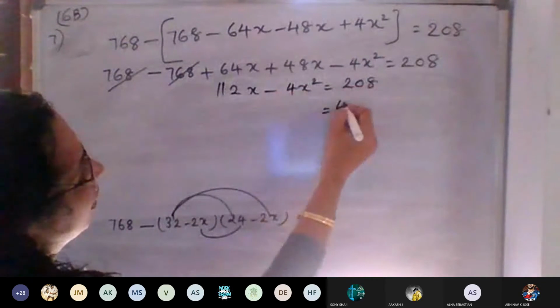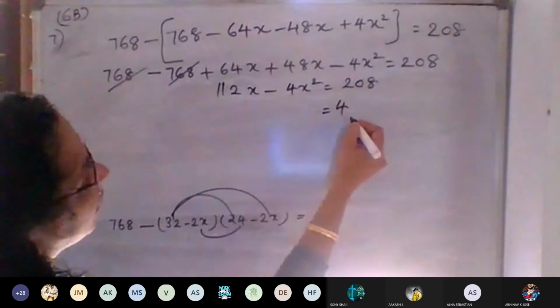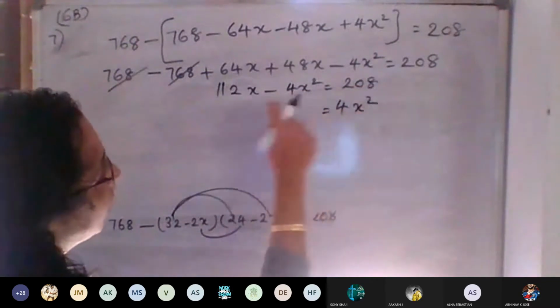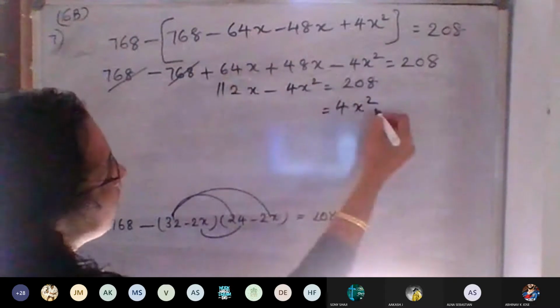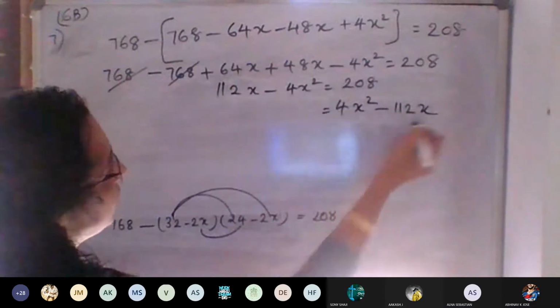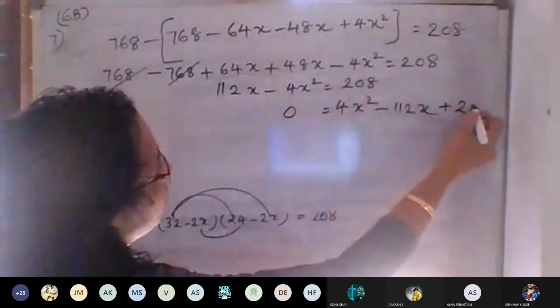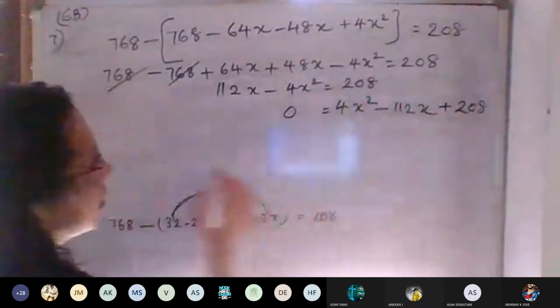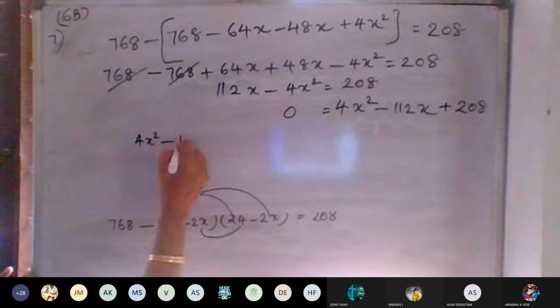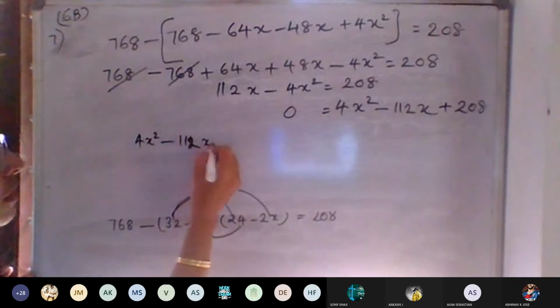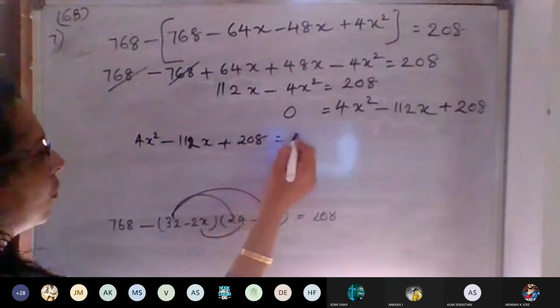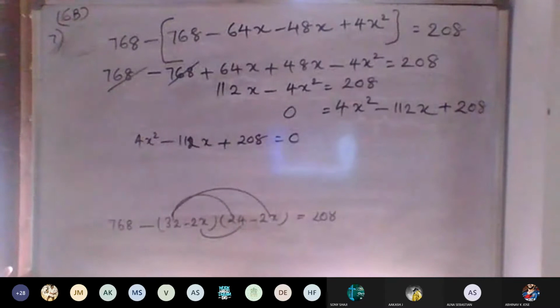That means take this negative to the right side. So it will become 4x square. Take this to the right side. So 112x. This will become 0. Already right side positive 208, let it be there itself. So that is 4x square minus 112x plus 208 is equal to 0. And we divide by 4, or 2. We can divide by 4 now.